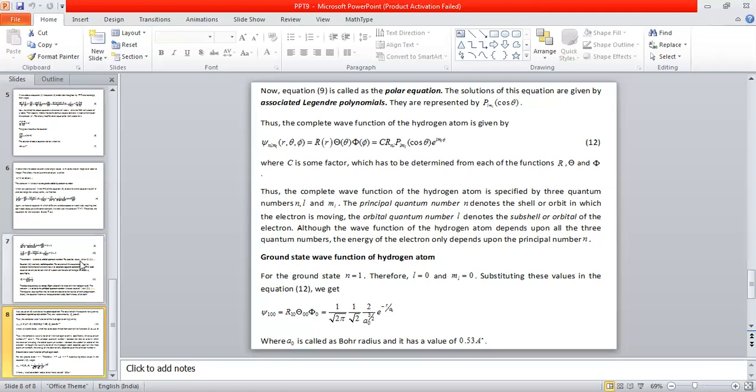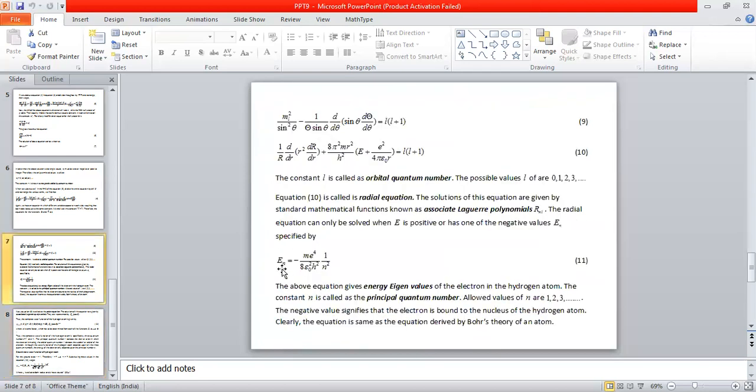But if I go to my previous slide, we can see that the energy value of the hydrogen atom is not decided by l and ml. It is purely decided by the principal quantum number n. So the energy of the electron is a function of the principal quantum number n only. It does not depend on the orbital quantum number l and the magnetic orbital quantum number ml.